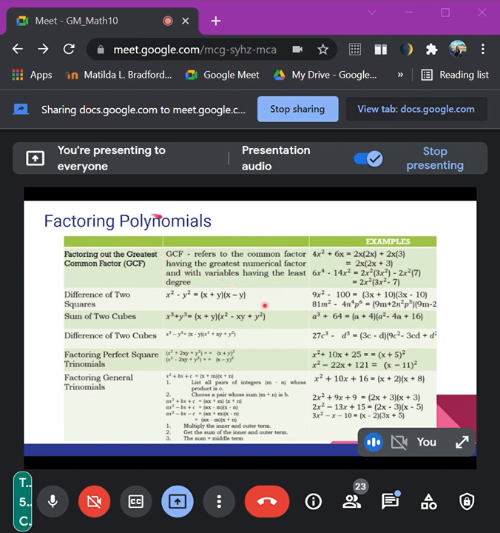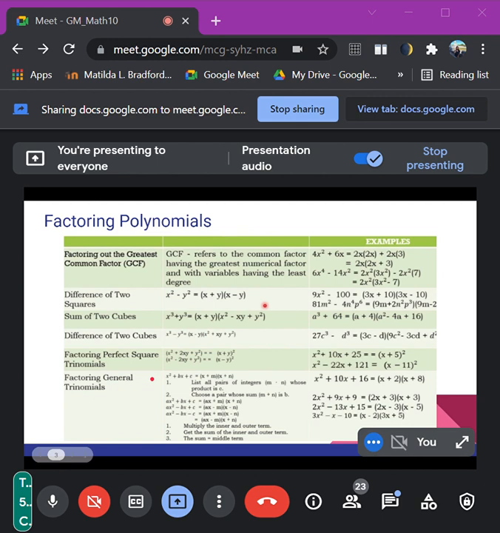Our factoring polynomials was actually already discussed in previous weeks. So you have there the form, right? And that is also your performance task. We have factoring out the greatest common factor or common monomial factor. We have the special factoring: difference of two squares, sum of two cubes, and difference of two cubes. And then the next one is factoring perfect square trinomials. And the last one is factoring general trinomials.